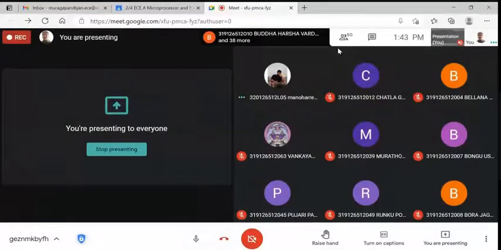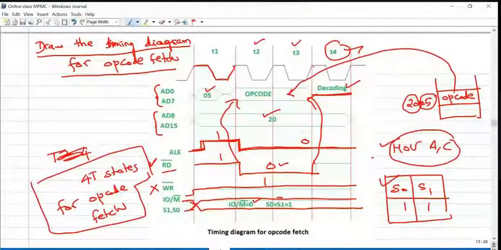No, sir. Do you understand the concept? Yes, sir. How to draw the timing diagram for opcode fetch?